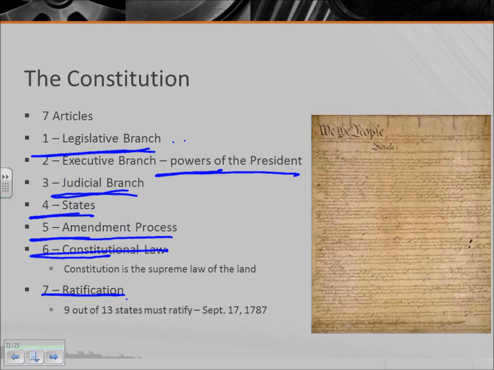9 out of 13 states must ratify this. It's established September 17, 1787. All right, so in order for the Constitution to be in place, in order for it to be the government, 9 out of the 13 states have to ratify the Constitution, or we're going to continue to operate under the Articles of Confederation.